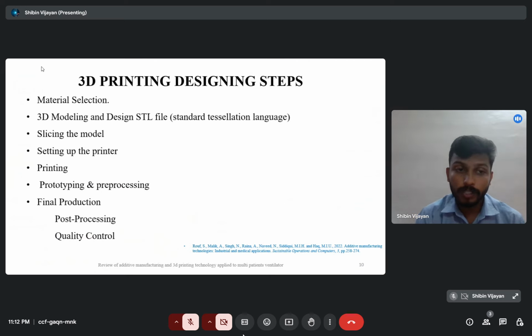Printing is a process, and prototyping and pre-processing is the object developing, and final production is there. The last stage is post-processing and quality control. Post-processing is the sterilization and final surface finishing, and quality control includes the functional testing.